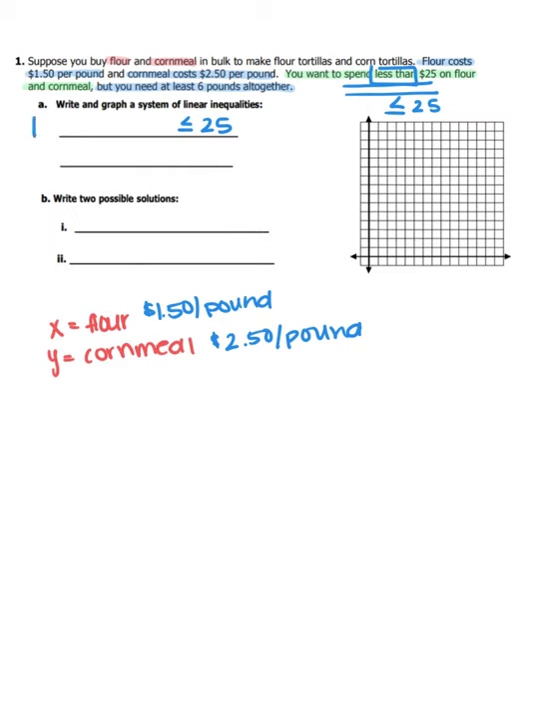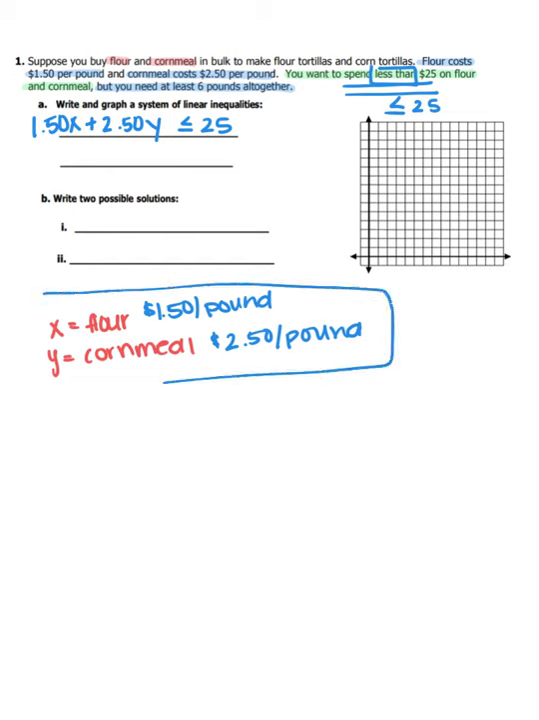I don't know how much I can buy, but I know it costs $1.50 per pound of flour. So I'd write $1.50 times X, plus, I know it costs $2.50 per pound of cornmeal. And I don't know how much I can buy of that, but I do know when I buy both those things and combine their cost, I need to spend less than or equal to $25. So that's going to be one of our equations.